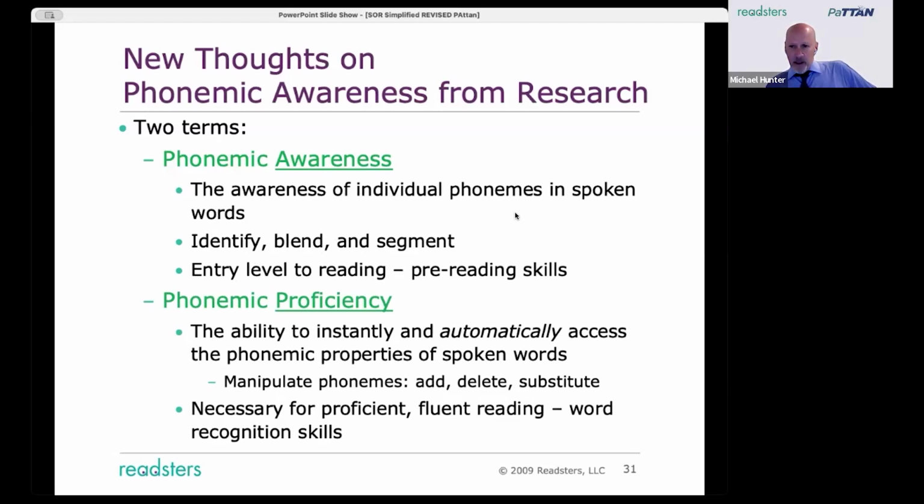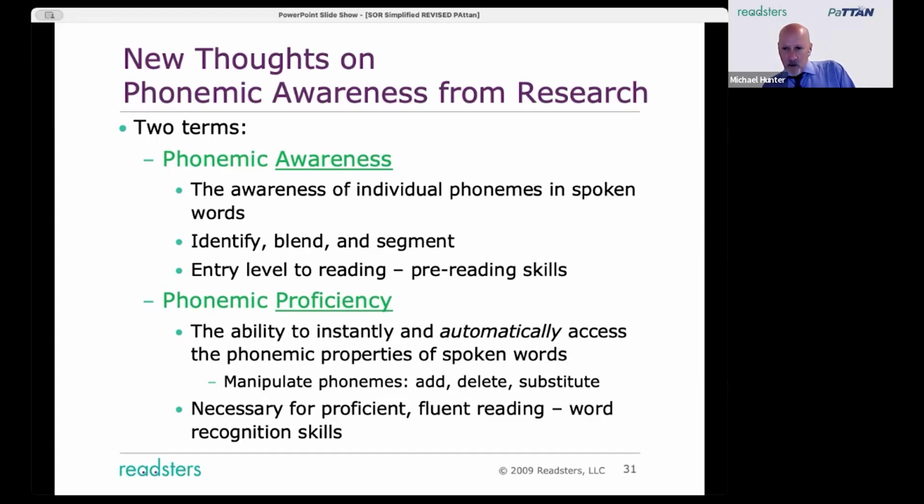Now, the second term I want to introduce you to is phonemic proficiency. And phonemic proficiency is a term that David Kilpatrick, who's done a lot of research and review of the research in this area, has proposed for being able to go beyond just blending and segmenting sounds orally to being able to manipulate them. And that would include adding sounds, deleting sounds from a word, substituting sounds. So changing bat to bit, the a changed to i, and being able to instantly recognize that that's what's happened.